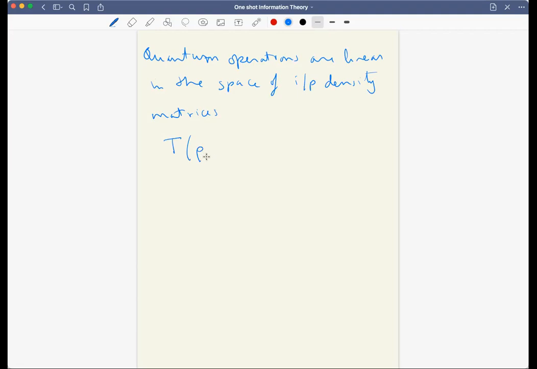So the quantum operations that you have defined are linear in the space of input density matrices. So T is a quantum operation. What I'm saying is that T of, let's say, alpha 1 rho 1 plus alpha 2 rho 2 is alpha 1 T rho 1 plus alpha 2 T rho 2. Of course, for this to make sense, rho 1 and rho 2 are density matrices.